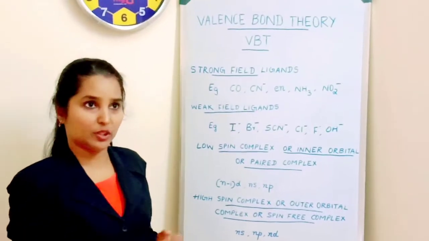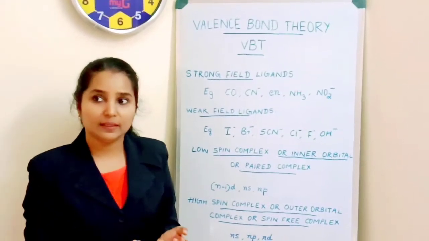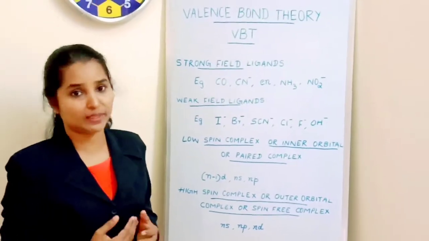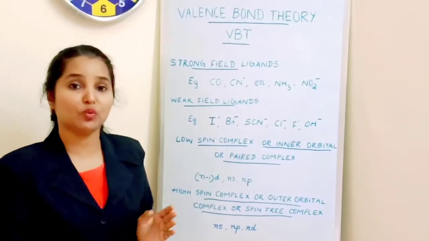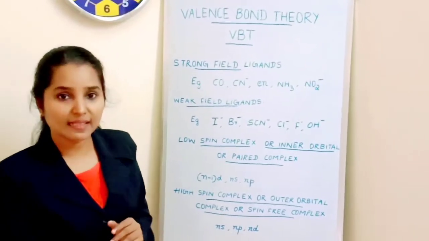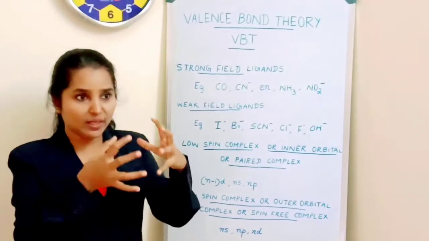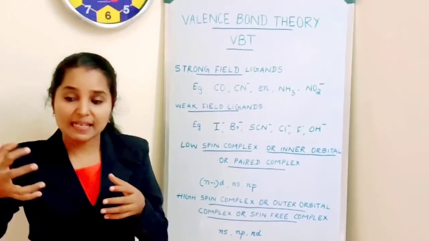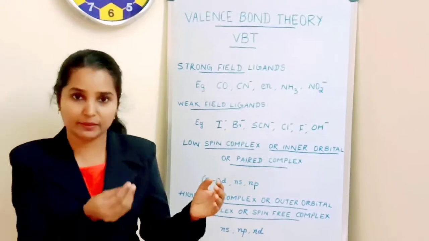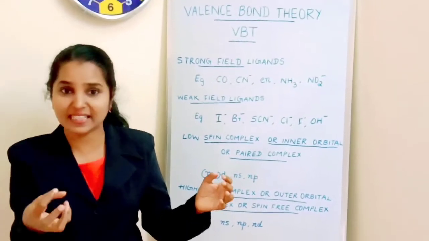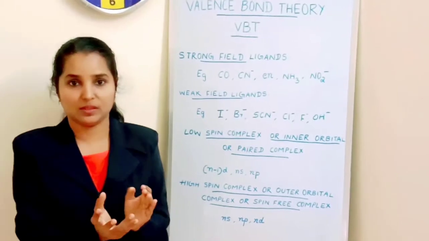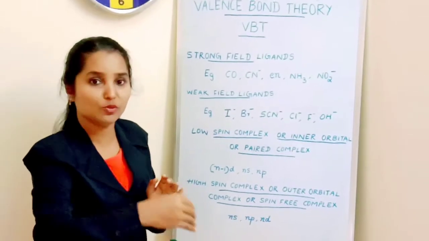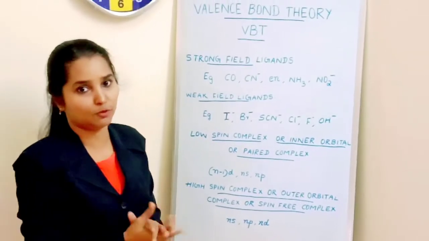Then another thing which usually comes in the exams is whether the given coordination compound is a low spin complex or a high spin complex. In order to answer that, you should know what a low spin complex and a high spin complex are. During the formation of a coordination bond, ligands approach the metal ion, each ligand donating a pair of electrons. They form coordinate covalent bonds, and then new equivalent hybrid orbitals are formed.